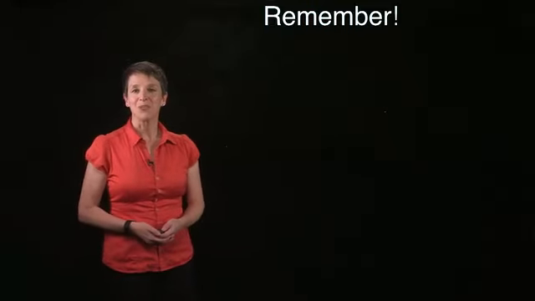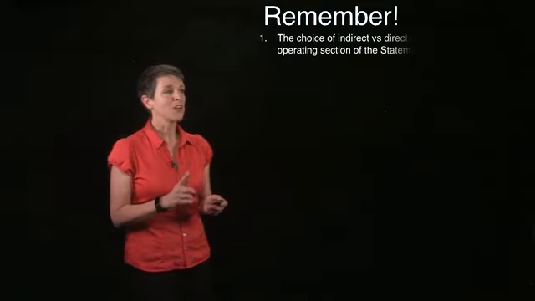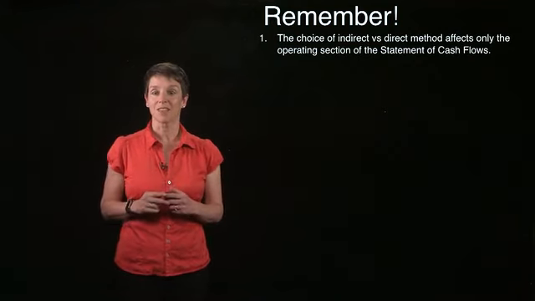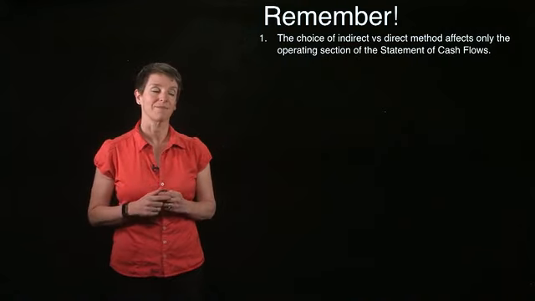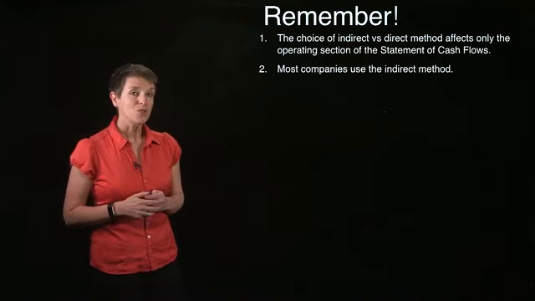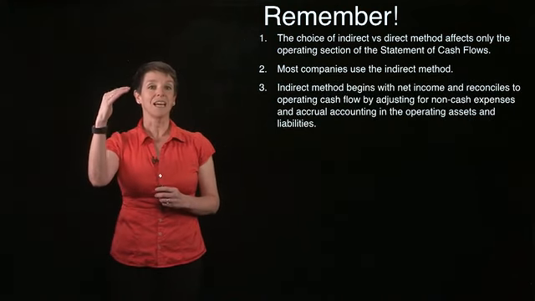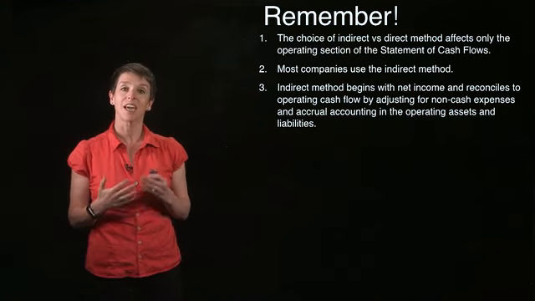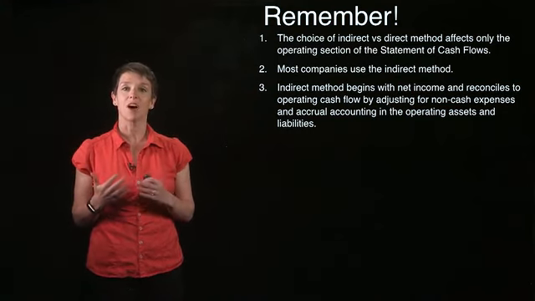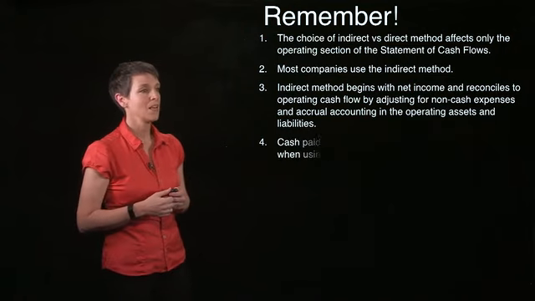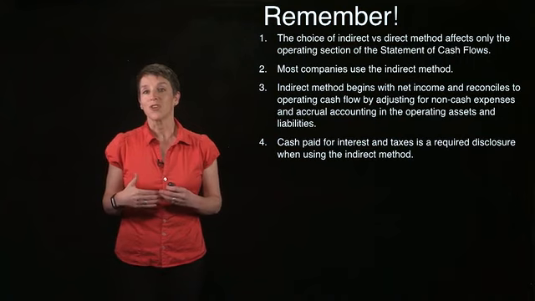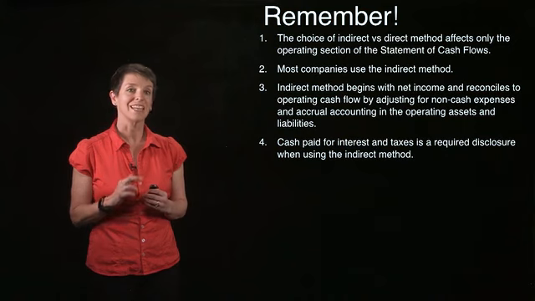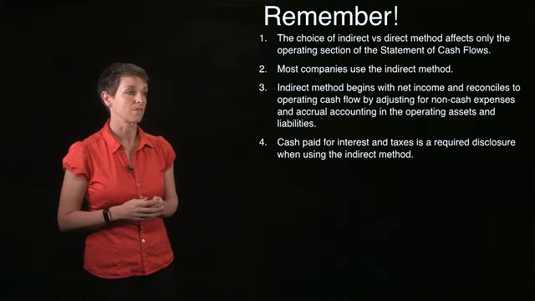Let's take a moment to review some of the things we've talked about. First, we talked about the cash flow statement. Specifically, the operating section has a choice of two methods, the direct method and the indirect method. Remember that most companies use the indirect method, which begins with net income and then reconciles to cash flow from operations by adjusting for non-cash expenses and the changes in the operating assets and liabilities of the company. Then we talked about additional disclosures that are required when the indirect method is used. Remember, cash paid for interest and taxes is required to be disclosed.